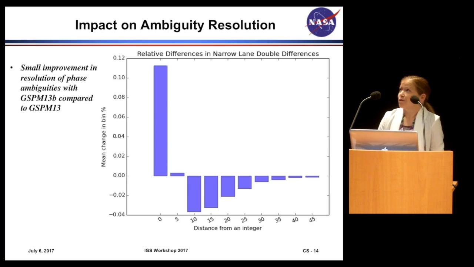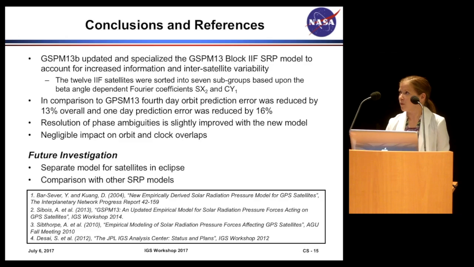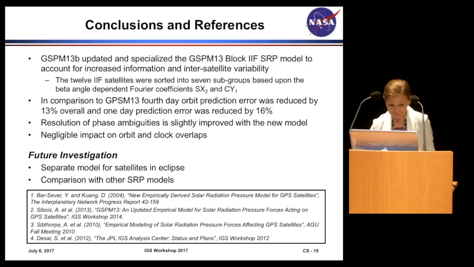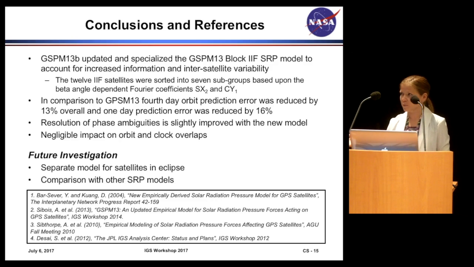All right. So overall, with our updated GSPM 13 model, GSPM 13B, with 7 subgroups of satellites, we're able to better capture the inner block variability, and we improve the fourth day prediction error by 13%, with a slight improvement to the resolution of phase ambiguities, and a negligible but positive impact on the orbit and clock overlaps. And then we also want to investigate looking at a separate model for satellites in eclipse, because as I said, we only fit the Fourier coefficients to the non-eclipsing data, and then also comparison with other SRP models.